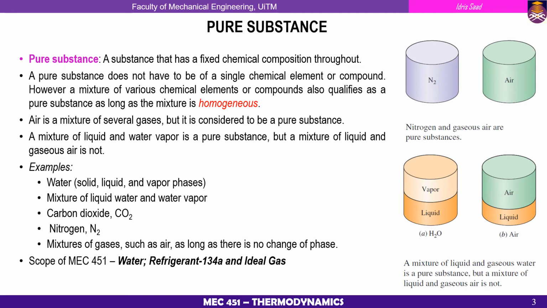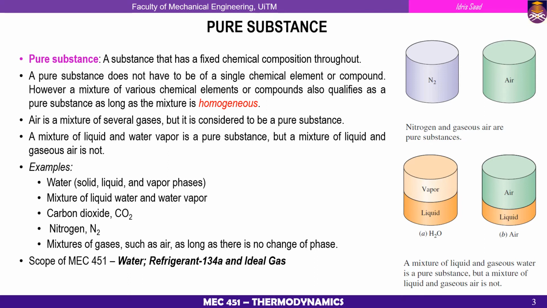Okay, now let us learn the meaning of the pure substance. The pure substance is defined as any substance that has a fixed chemical composition throughout. A pure substance does not have to be a single chemical element or compound. However, a mixture of various chemical elements or compounds also qualifies as a pure substance as long as the mixture is homogeneous. What is meant here is, as long as the chemical composition of the substance remains constant during any thermodynamic process, it is considered a pure substance.